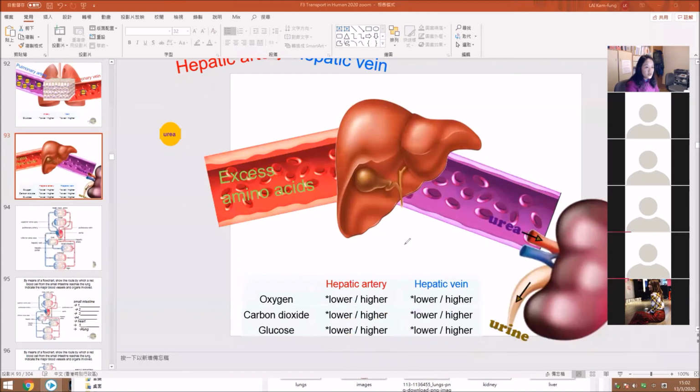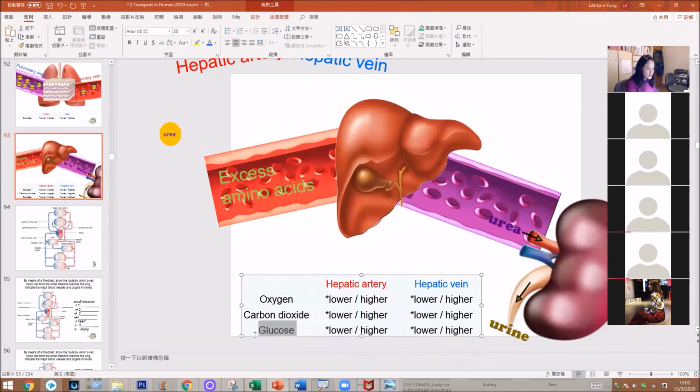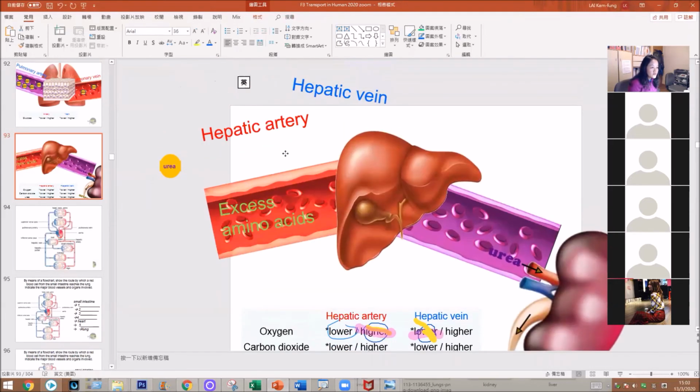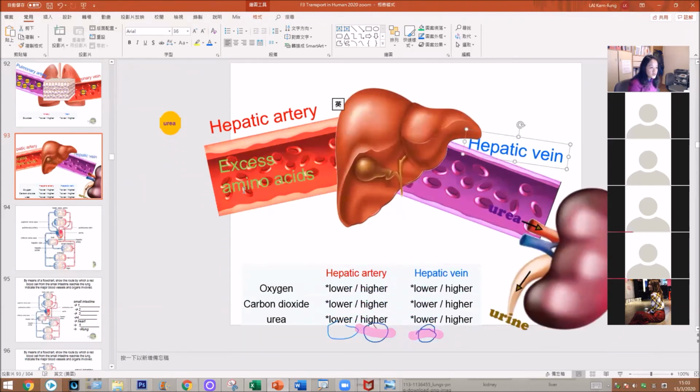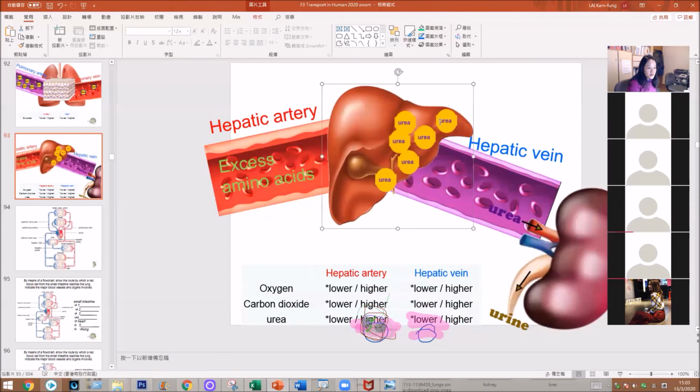Okay, how about if I change it to urea? Just recall what happens to urea. So this one is related to the liver, it is the hepatic artery, and the other one is the hepatic vein. When we have excess amino acid, the excess amino acid will pass to the liver, and this will form urea. So urea will be made in the liver.